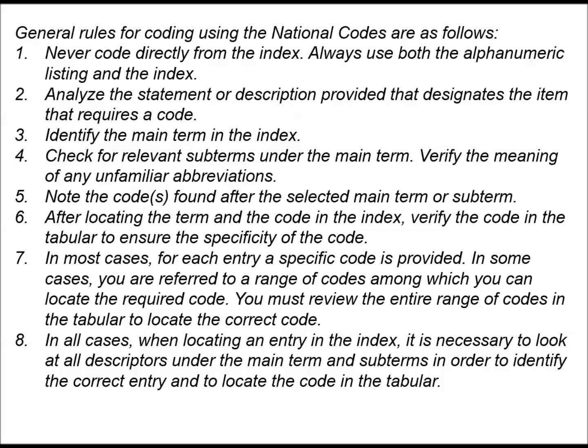After locating the term and the code in the index, verify the code in the tabular to ensure the specificity of the code. In most cases, for each entry, a specific code is provided. In some cases, you are referred to a range of codes, among which you can locate the required one. You must review the entire range of codes in the tabular to locate the correct code. In all cases, when locating an entry in the index, it is necessary to look at all descriptors under the main term and subterms in order to identify the correct entry and to locate the code in your tabular.